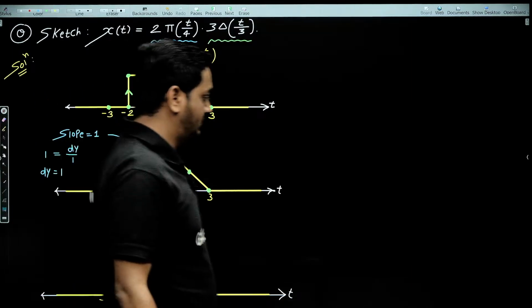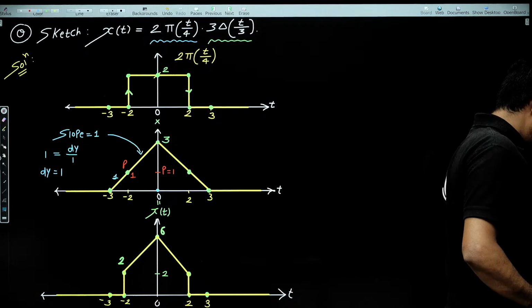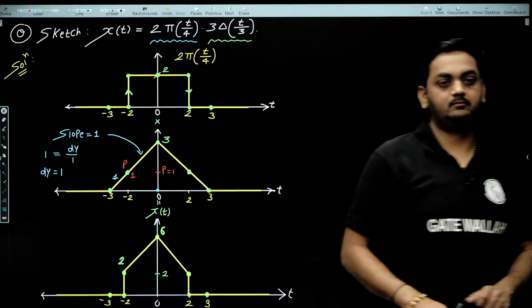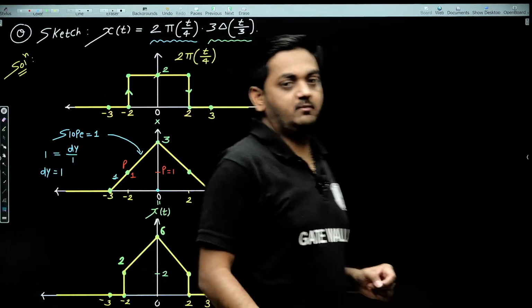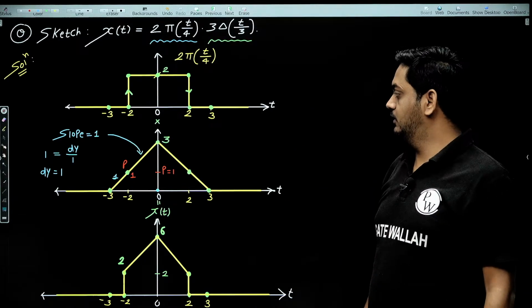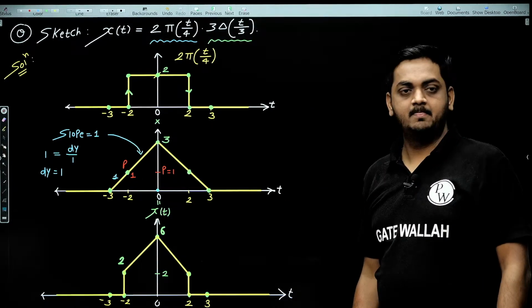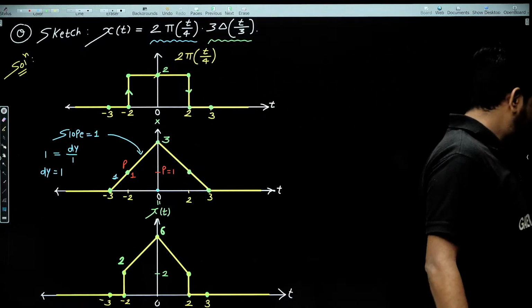Is this clear? Tell me, Nikhil, is this clear to you? Is this clear to each and everyone? So this is signal multiplication, which we studied. In this way you can do signal multiplication. Yes or no? Tell me in the comment box.